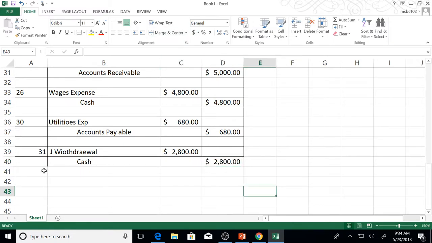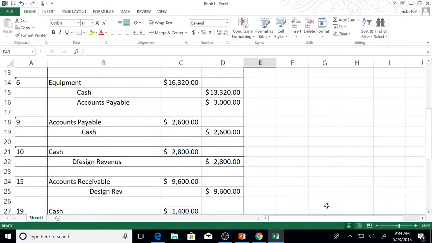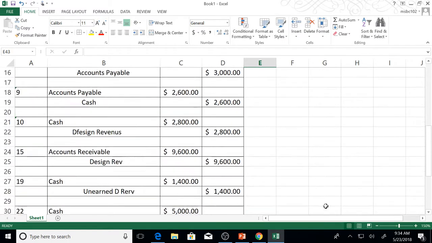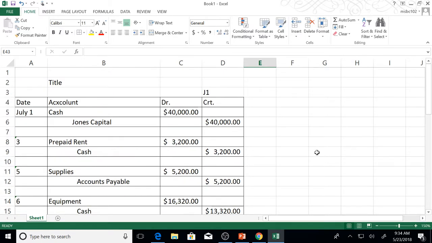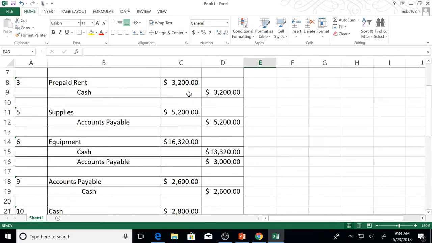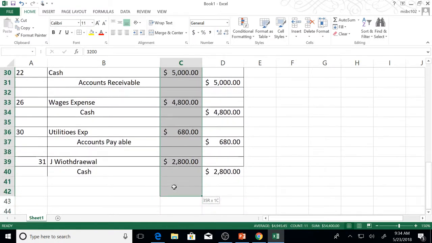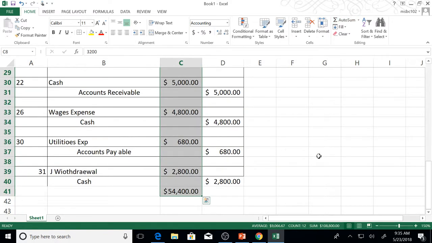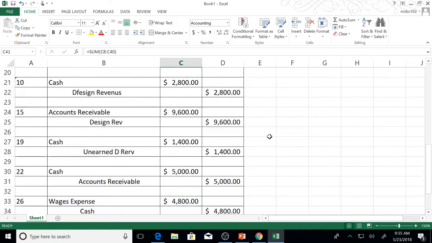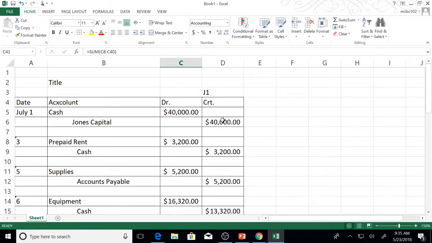Is that all of them, correct? Yep. So we only finished one journal page, that's J1. If I were to add, let me see if it will give us a total, because we put text. Yes, 54,400. And if I were to add this one, that should also be 54,400.